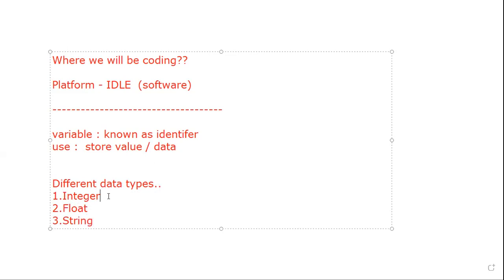Now, what is an integer? Let me tell you, the keyword for integer is int. For float we have float, in lowercase, and for string we have str. Now you will be wondering what is int, what is float, and what is str. So I'll give you one example.